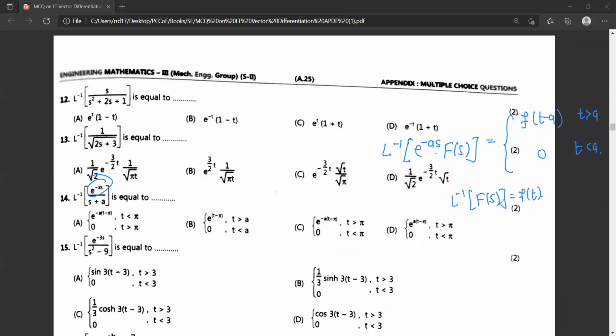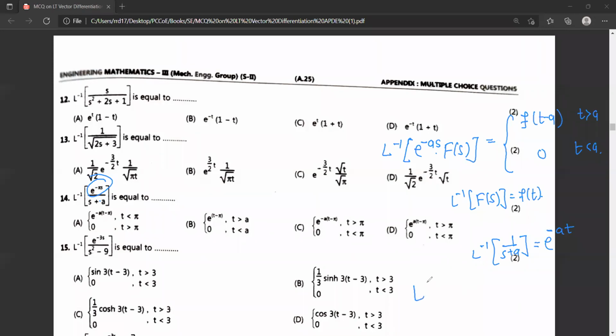Okay, fine. Now tell me, how do I solve this? First of all, forget about this e raised to minus pi s. What is given? Try to find out using that. So first find out what your function is going to be. L inverse of 1 upon (s plus a) is going to be equal to what? e raised to minus at, correct? Yes or no? Yes. Okay, so e raised to minus at.